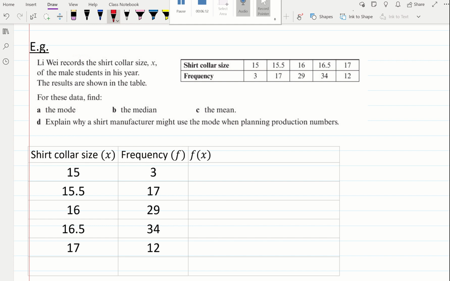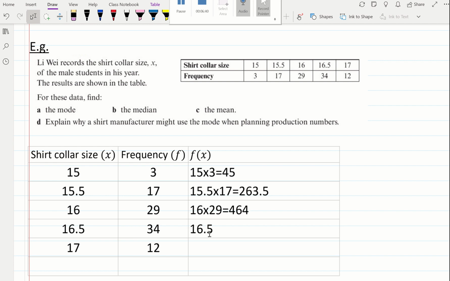And I'm going to type it because OneNote is going to do this rather quickly for me. So I need to multiply. There are 3 people, basically frequency 3 people who have a shirt collar size of 15. So altogether we have 45. And then I have 15.5 times 17. And I have 16 times 29, and I have 16.5 times 34, and I have 17 times 12.